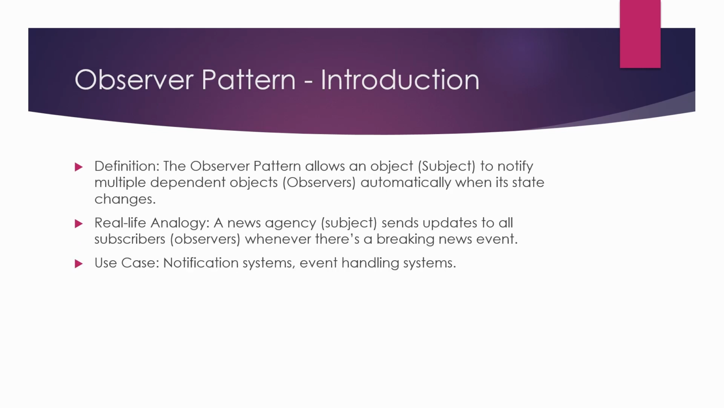The observer pattern is a design pattern where an object called the subject notifies its dependent objects known as observers whenever its state changes. Think of it like a news agency that notifies all its subscribers about breaking news events. This pattern is commonly used in notification and event handling systems.